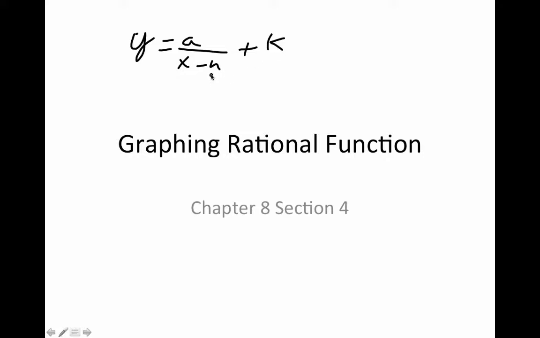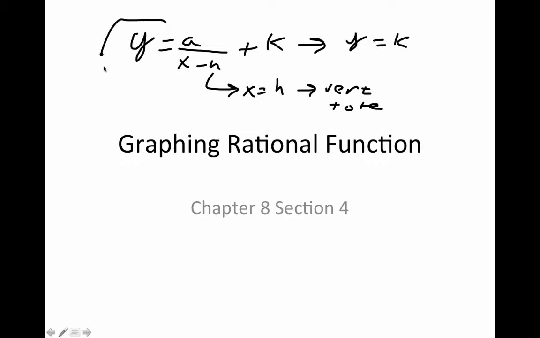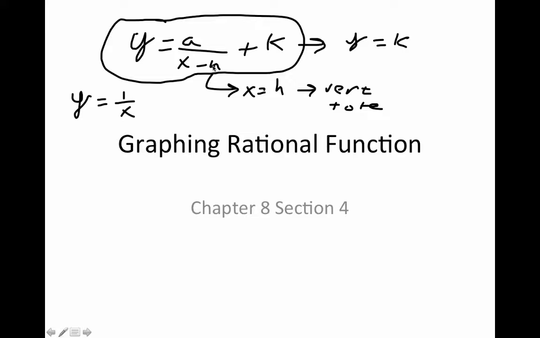And we basically said that x equals h was the vertical asymptote, and then k moved the whole thing up or down, and y equals k was the horizontal. But that would mean that our equation was always going to be written in this form, and then we just moved y equals 1 over x, h units left and right, k units up and down.